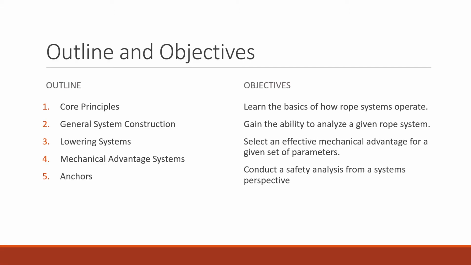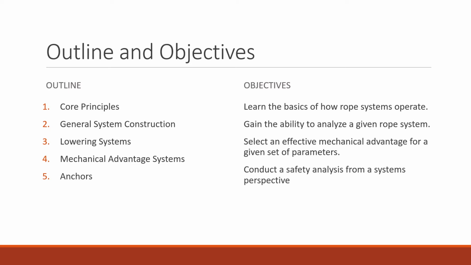As far as our outline for this presentation, we're going to start with the core principles of rope rescue systems. Then we're going to talk about how to do safety analysis, build them safely, and go through making sure that the system static safety factor is effective. Then talk through lowering systems, mechanical advantage systems, and then anchors.